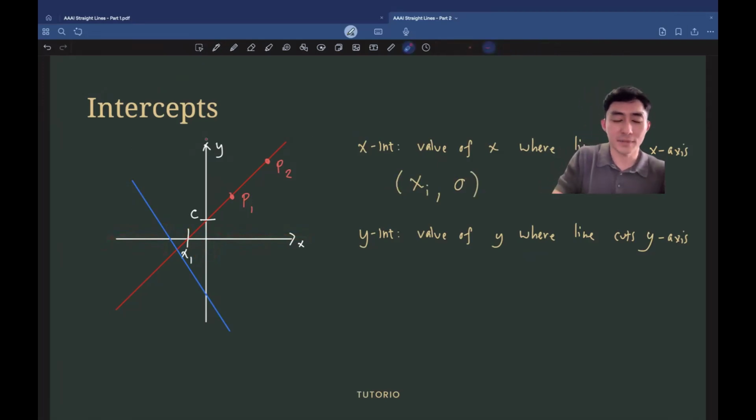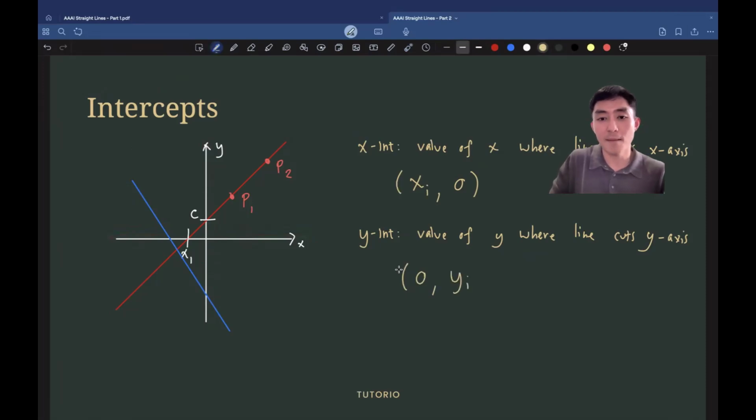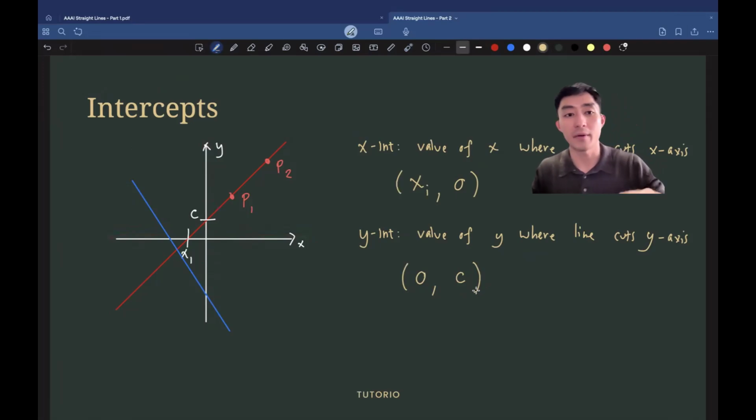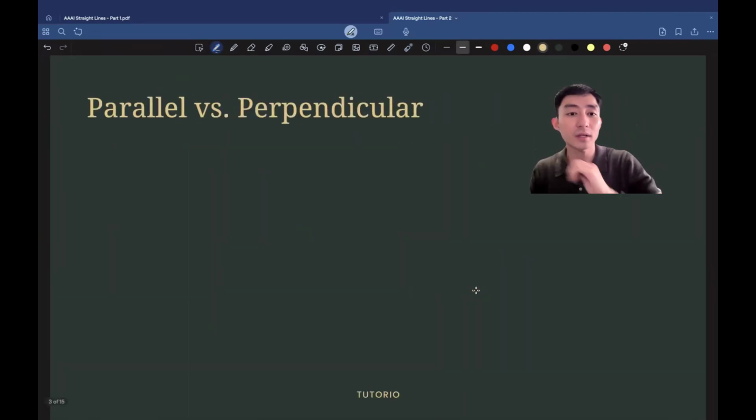For the y-intercept, it is the contrary. The x value stays at 0, but the intercept happens either on top or down on the y-axis. So the x coordinate is 0, and we have the y-intercept. Commonly, in the straight line, the y-intercept is symbolized by c. Okay, now we are ready to go into the next slide.